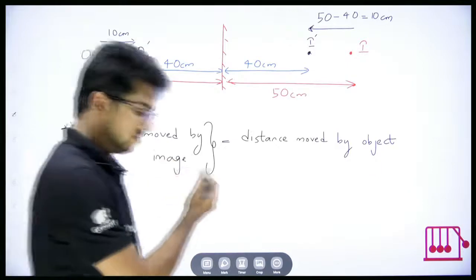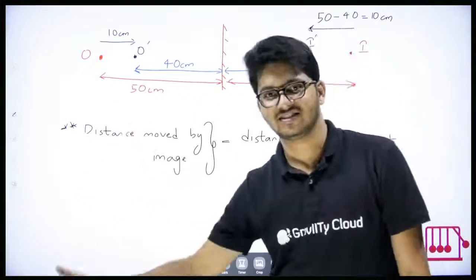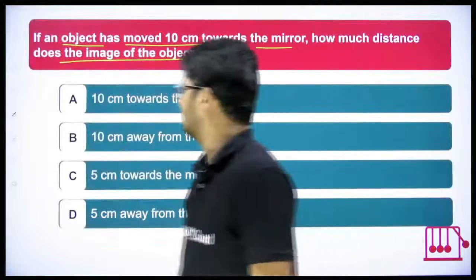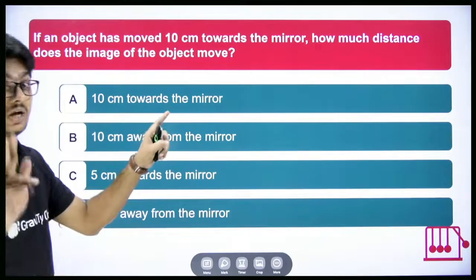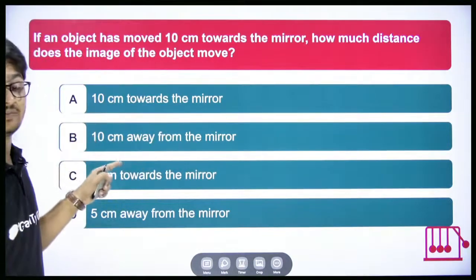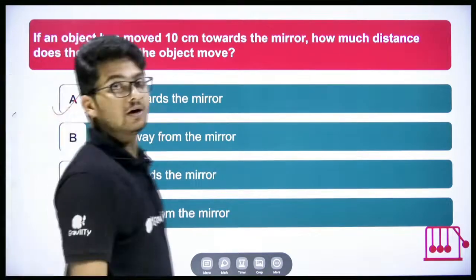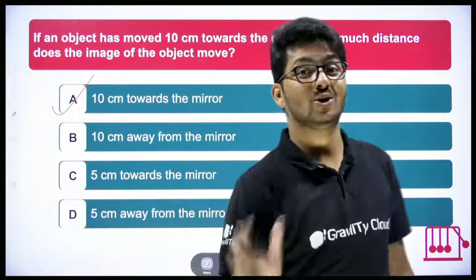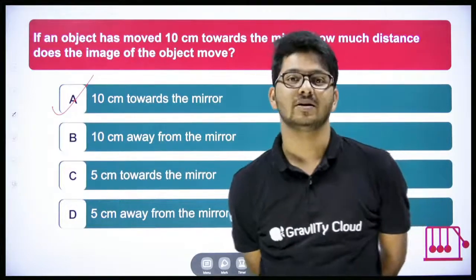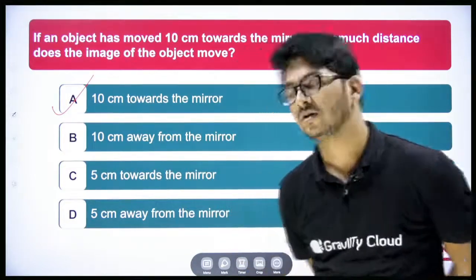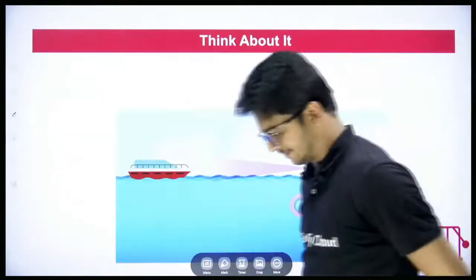We are coming to this point from a question, but this will help you in many such cases. Okay? And the answer is what? The answer will be 10 centimeter. But you have two options, 10 centimeter, 10 centimeter. One is towards, the other is away, but we already got it. It is 10 centimeter towards the mirror. Understood? Good. Chalo. So that's about mirrors.